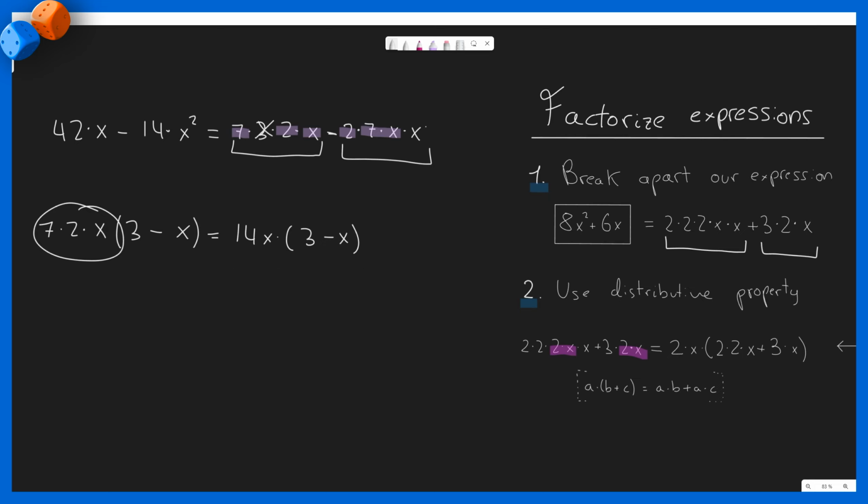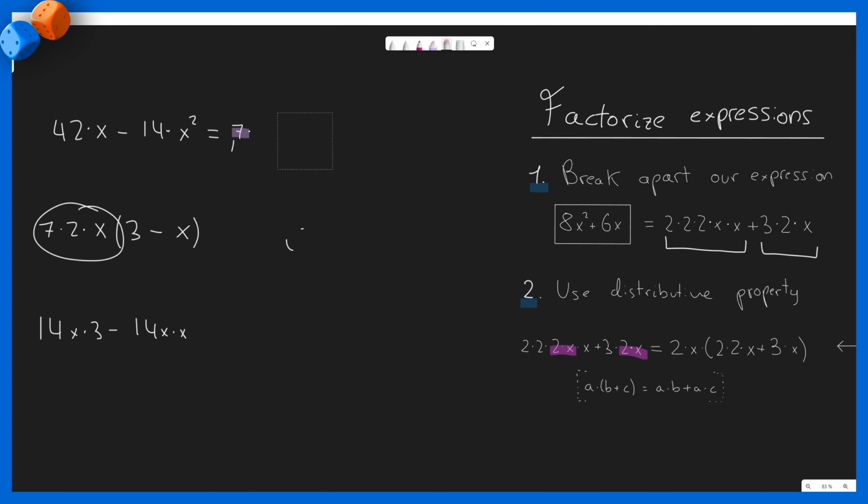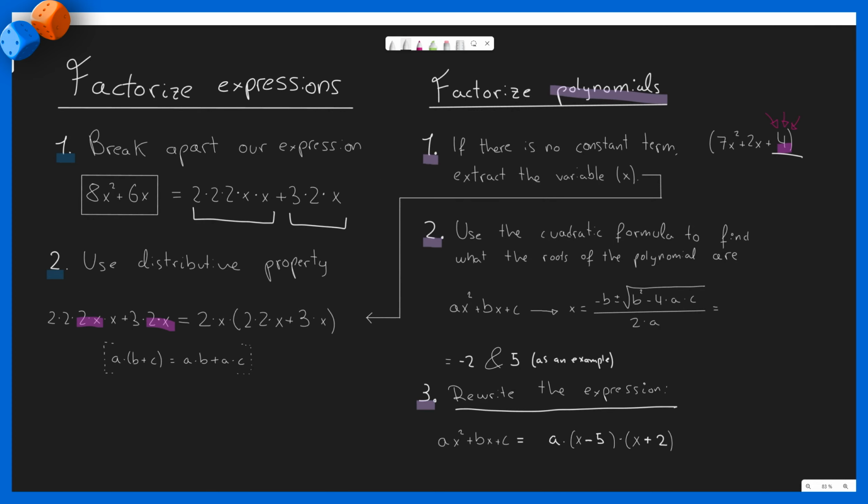Check that if we operate this, we get 14x times 3 minus 14x times x. That equals 42x minus 14x squared, the same expression we had at the start. Now, what happens if we have more than two addends? What happens if we have a second-grade polynomial?